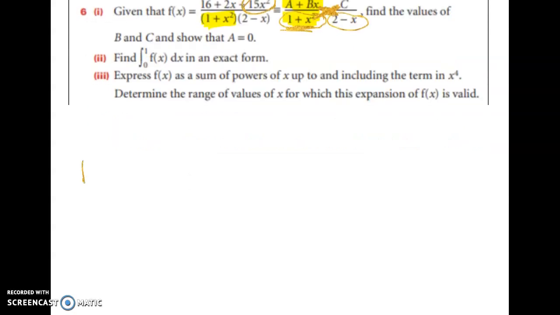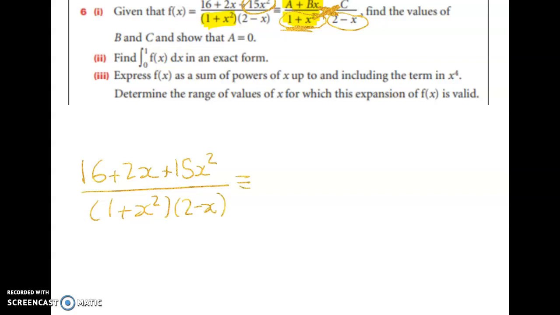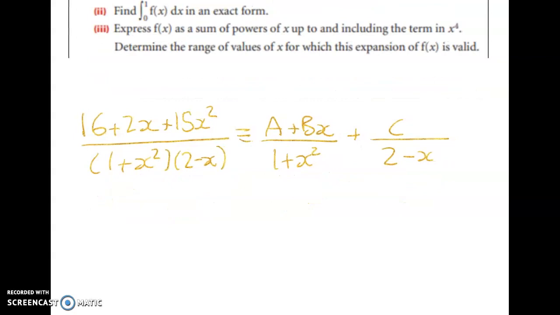We set up f of x. So we've got 16 plus 2x plus 15x squared over the denominator. And we need to find the values of a, b, and c that are going to make it work out. So we've got a plus bx over the quadratic thing plus c over the linear factor of 2 minus x. And we're told that a is going to be 0, so that's useful. There's no excuse for getting this one wrong.